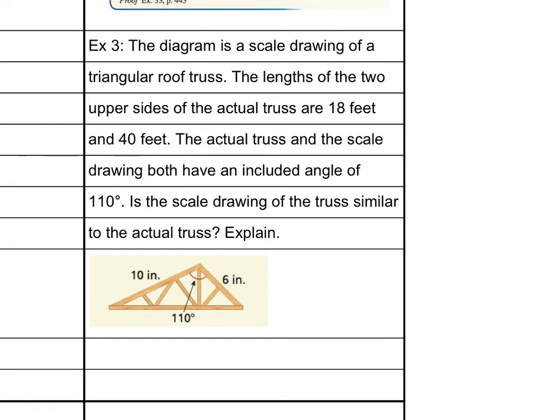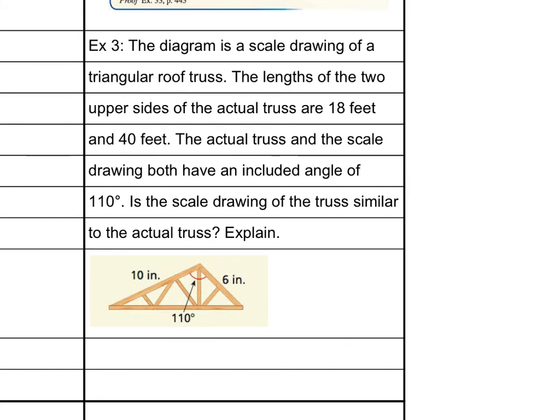It says the diagram is a scale drawing of a triangular roof truss. So this is something that architects or contractors would definitely need to know. It says the lengths of the two upper sides of the actual truss are 18 feet and 40 feet. The actual truss and the scale drawing both have an included angle of 110 degrees. Is the scale drawing of the truss similar to the actual truss? Explain.